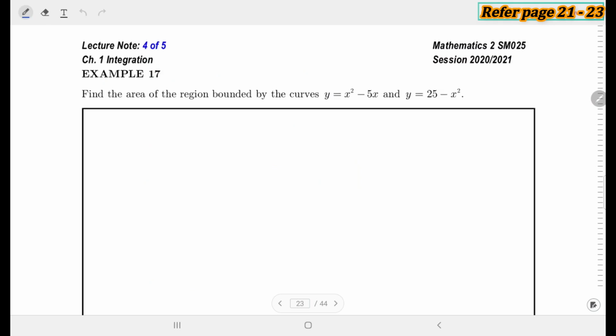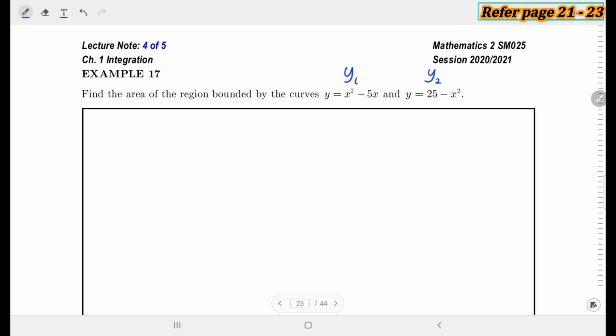Next page, example 17. Find the area of the region bounded by the curves y equals x squared minus 5x and y equals 25 minus x squared. Okay, there are two curves here. One is a positive quadratic, while the other one is a negative quadratic, 25 minus x squared. As usual, we're going to sketch them first in order to describe how the region looks like.